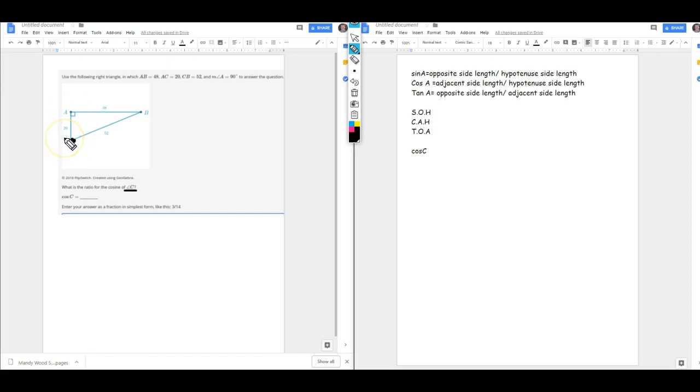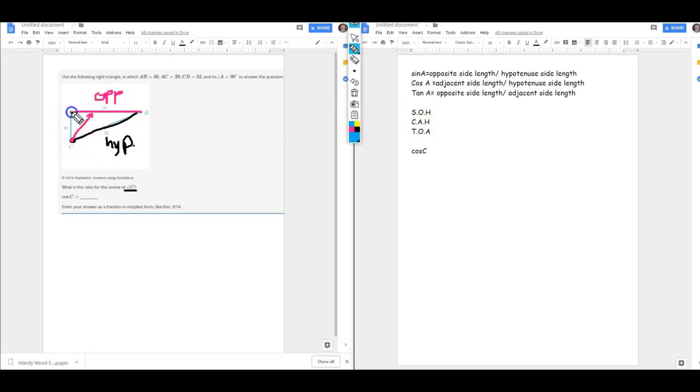So the first side length that I always label is the hypotenuse, which is always the longest one, and it's always across from the 90-degree angle. So 52, or side length BC, is the hypotenuse side length. Always across from the 90-degree angle. The next one that's the easiest for me is based off of my angle. I look directly across. That is the opposite side length. So 48 is the opposite side length. So side length AB is the opposite side length of my angle.